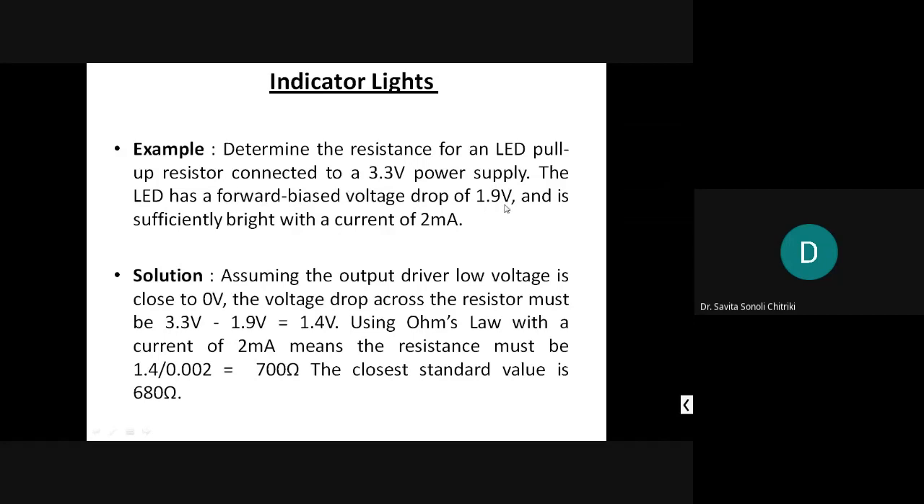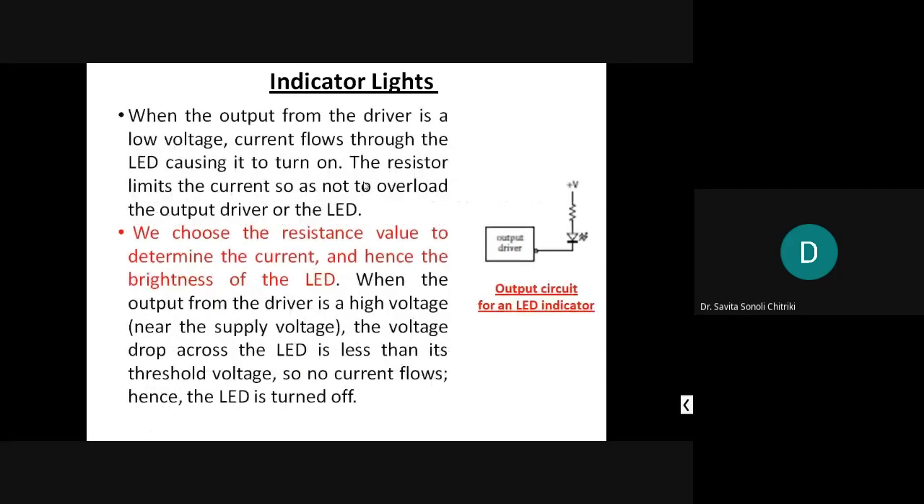So the LED will eat into the supply voltage. How much will the LED eat? LED will eat 1.9 volts, and it is sufficiently bright when the current flowing is 2 milliamperes. So what should be the current limiting resistance? So tell me. 3.3 volts is the power supply, 1.9 volts and 2 milliamperes. Right?